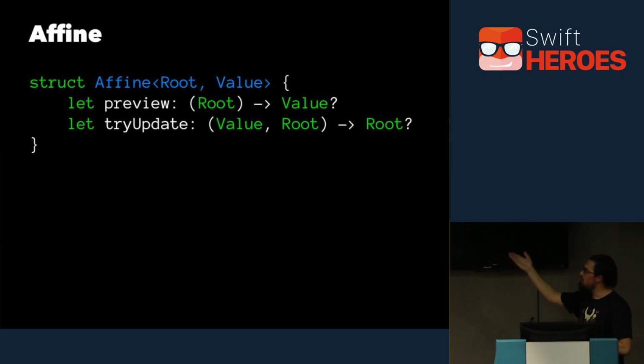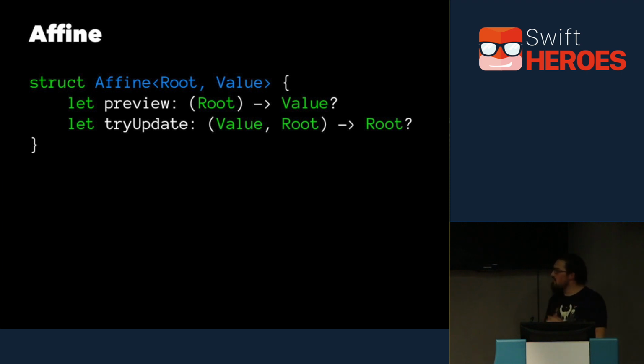Two functions. Again, preview, not view, but preview, which returns an optional value because, again, maybe it's not there. And tryUpdate, in which we pass a value and the previous root, and it will return an optional root. Basically what the Affine says is, if the root is in the state described by this Affine, I will actually update the value. Otherwise, I will leave the root unchanged, and I will tell you that because I return nil there.